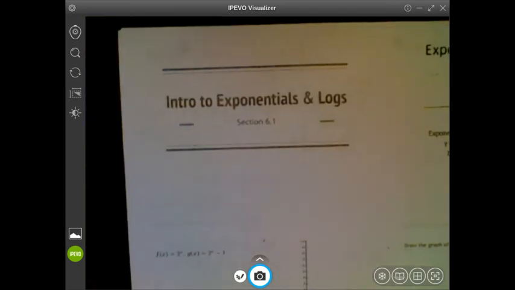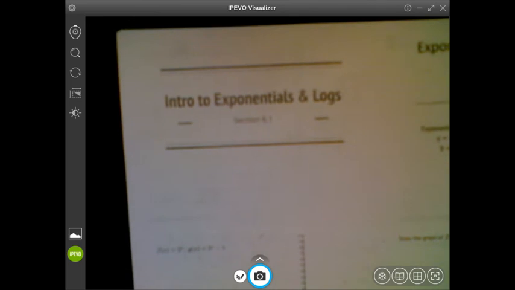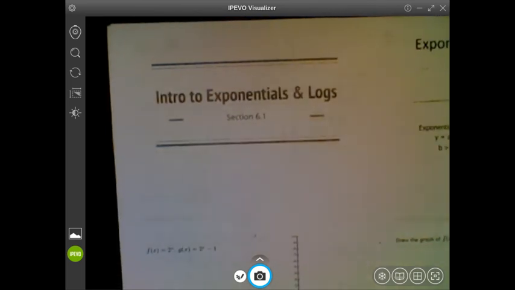All right, so this section is 6.1, and it's about exponentials and logarithms. And this is kind of an intro. So I believe the rest of this section will be about exponentials and logarithms kind of from here on out.